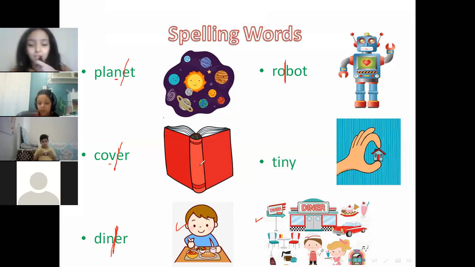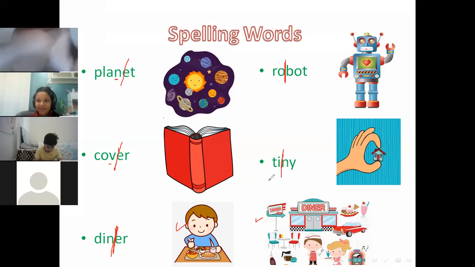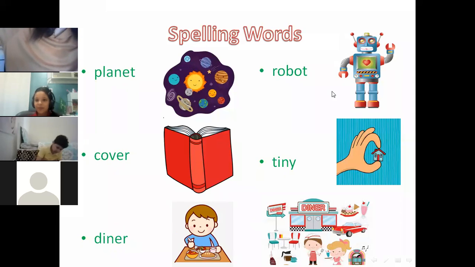Tiny. Tiny. Amazing. How can we divide this word? Tiny. Amazing. Tiny. So, tie, is it open syllable or closed syllable? Tie. It's open syllable and it has a long vowel sound. Thank you, Rafif. Excellent.